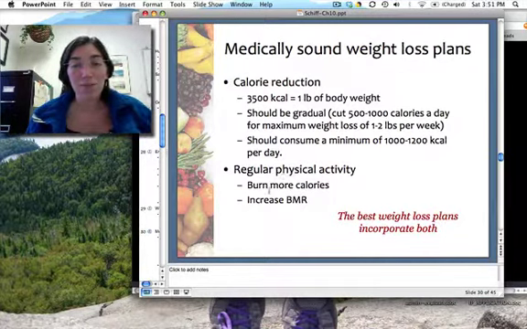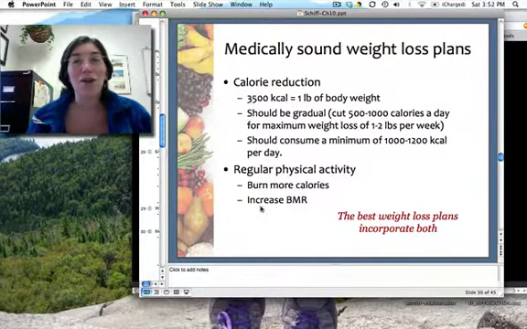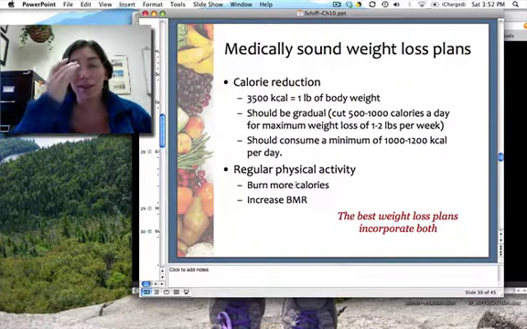But the other benefit of physical activity is that it actually increases your basal metabolic rate. So the more you work out, the more calories you burn while you're doing the activity, but you're also burning more calories when you're resting if you increase your physical activity. So increasing physical activity is a really important way to help achieve and maintain weight loss.